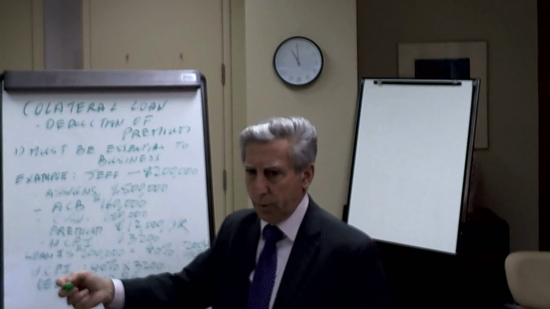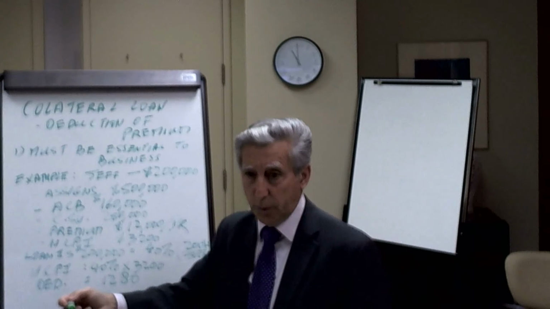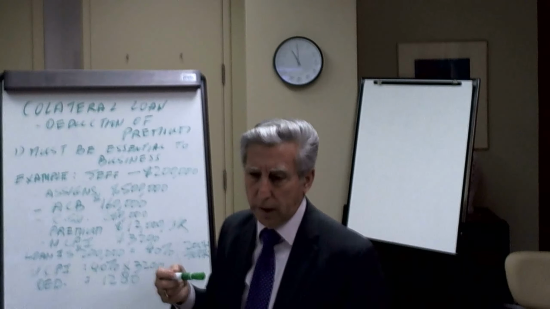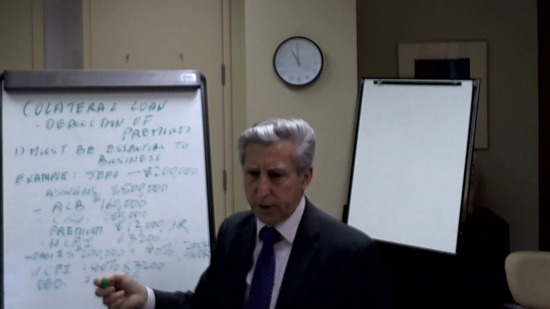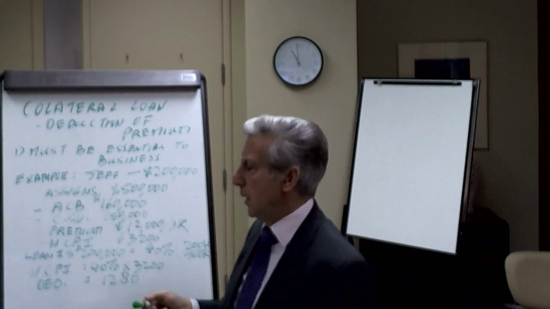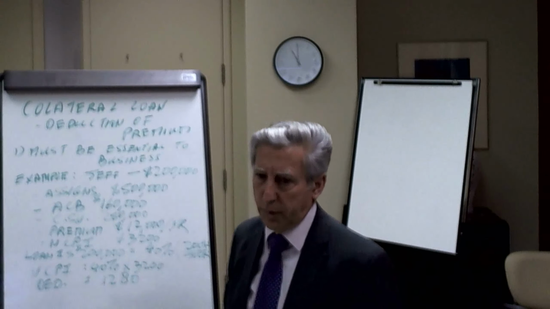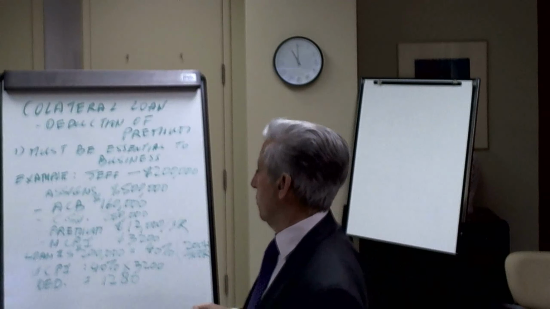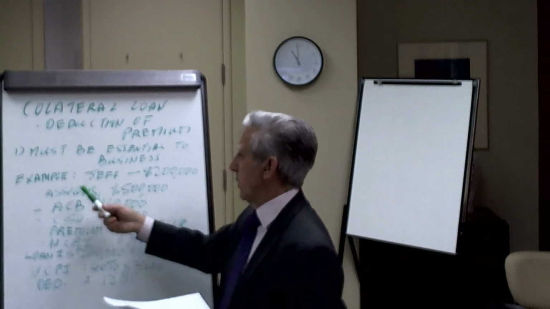Okay, so in other words, they're basically saying a loan is available to you. However, we want security, and so they give you a letter and all that sort of stuff, so they can prove that in actual fact this is essential to the business. So therefore, we'll give you that $200,000.